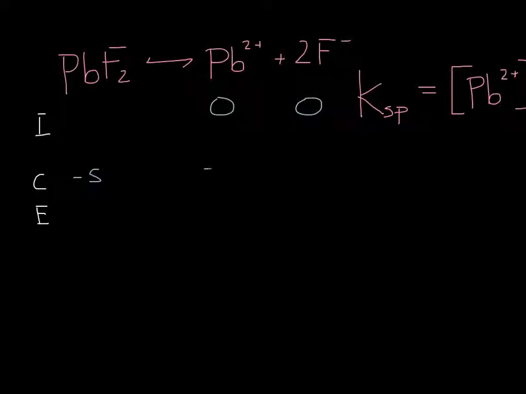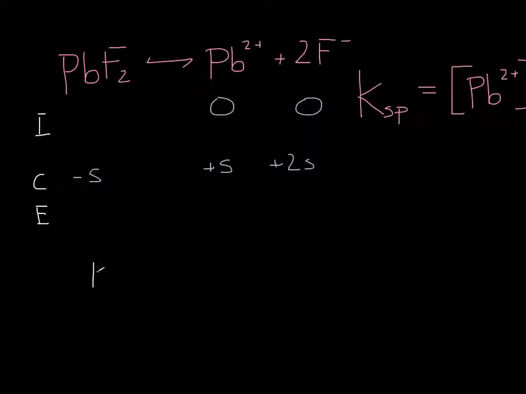And then that means the lead ions are going to increase by S. So this is going to break apart by S amount, and so that's going to increase by S amount. It's a 1-to-1 ratio. Fluoride, on the other hand, is going to increase by 2S. So for every certain amount that this dissolves, we're going to get 2 of those. So if 4 lead fluorides dissolve, we would produce 8 fluorides, and we would produce 4 leads.